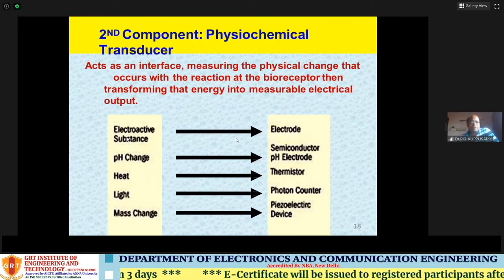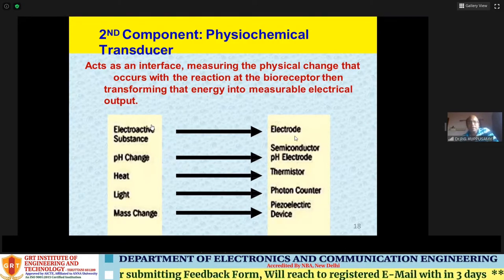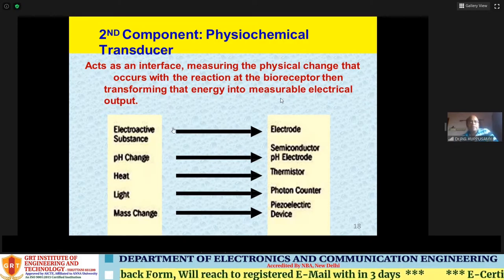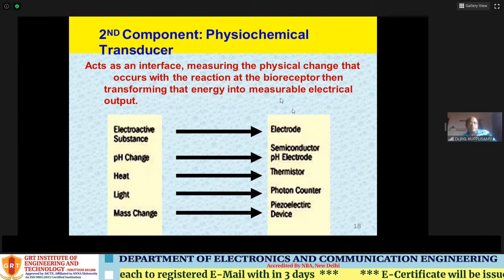Electroactive substances can be converted into electrode. So electrode is given. pH change, semiconductor pH electrode. Heat is given to the thermistor. Light is given to the photon counter. Mass change is given to the piezoelectric effect. See, this is nothing but your transducers, right? So in the transducers, one form of energy will be converted into an electrical signal.